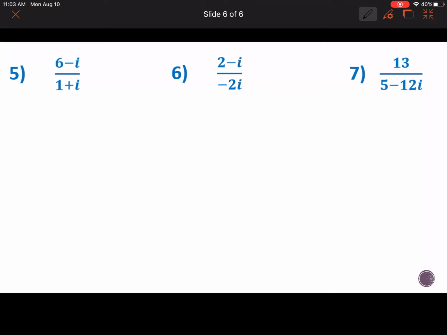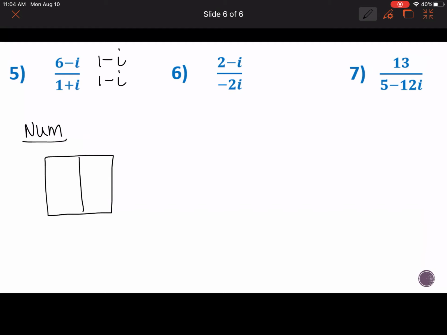So let's look at number 5. I have to multiply top and bottom by 1 minus i because that is the conjugate of my denominator. So let's do the numerator first. I'm going to make a box. And I have 6 minus i times 1 minus i. Let's fill in our 4 squares.